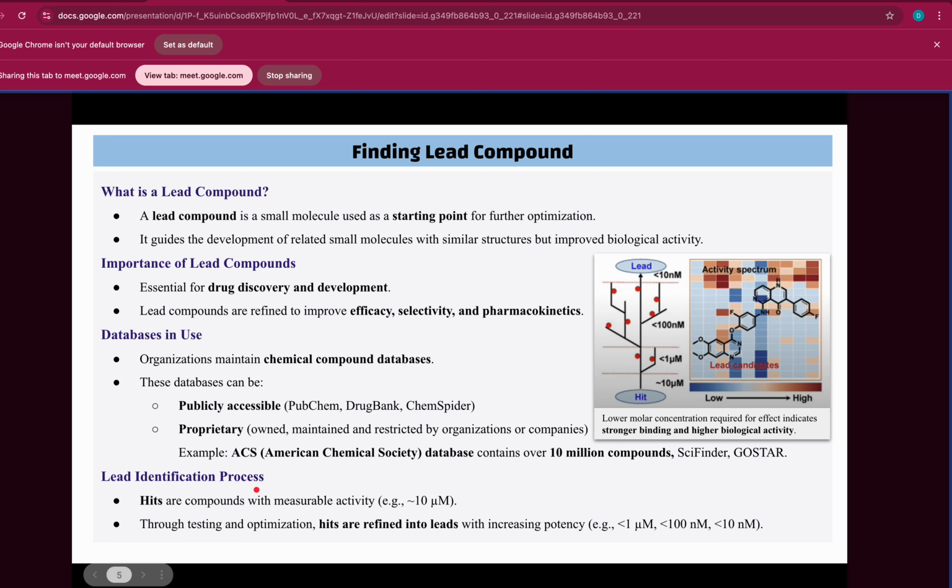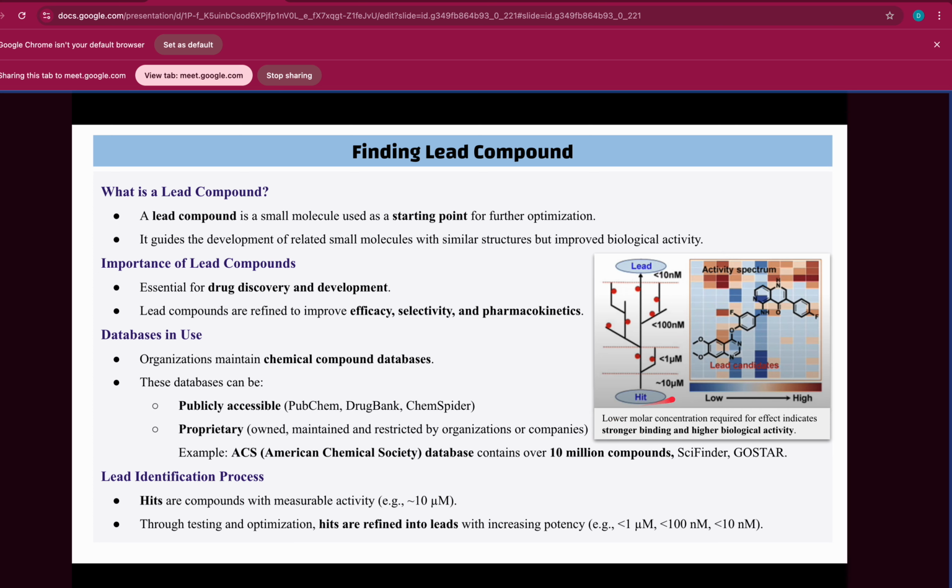And then how to identify the lead? It starts from the hits. Hits are the compounds with some measurable activity. Whenever you are trying to optimize the lead, in these databases for each disease you will find multiple small compounds that are referred to as hits, which have certain biological activity. Because our aim is to optimize it, we will not call it a lead. Previously it was a lead, but now because we are trying to optimize it, for us all those chemical compounds will be hits. They have measurable activity.